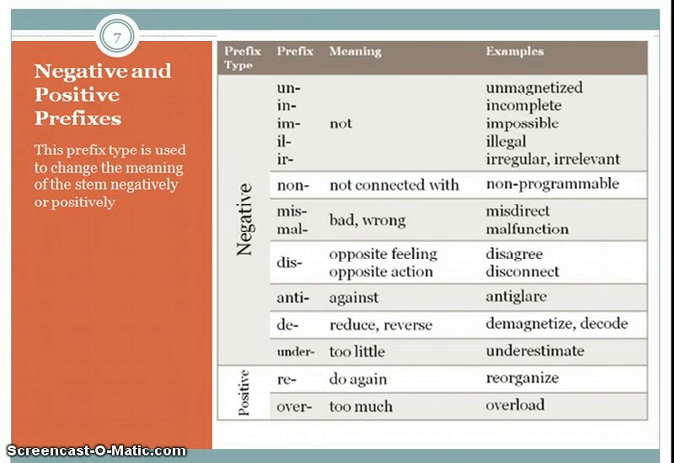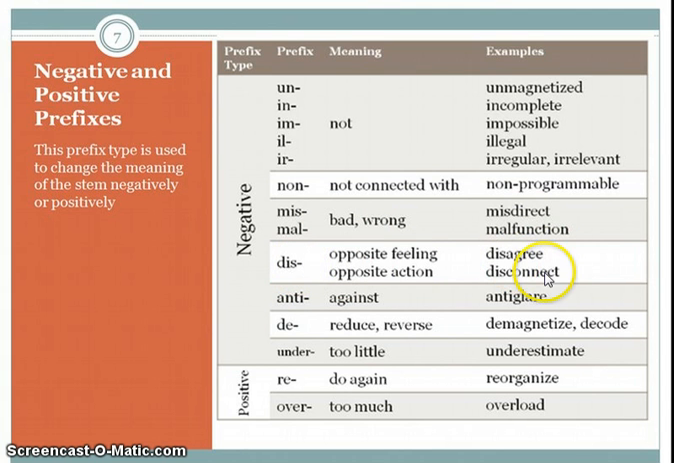So here we have a chart that gives us prefixes that are positive or negative. You can see we have a lot more negative ones than positive ones. And many of them you already know. That's because the core meaning is often positive and we use the prefix to make it negative. So un and in and im and ill and ir and all mean not, and non, or mis or mal. Mis, mistake. That's easy to remember. Misdirect, misunderstand.